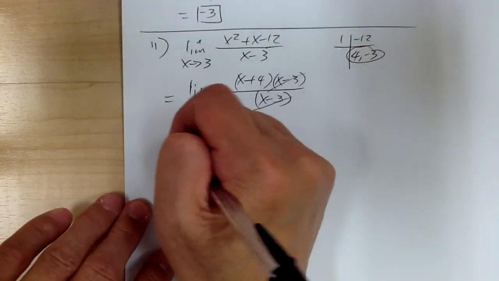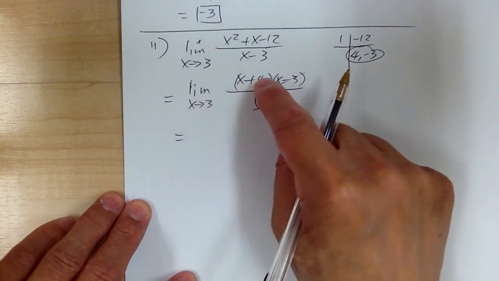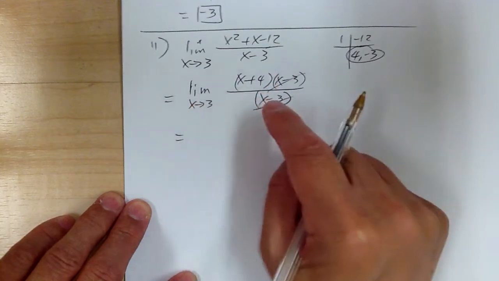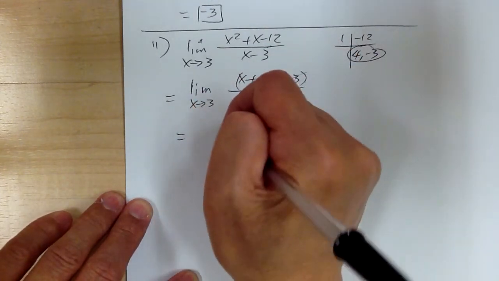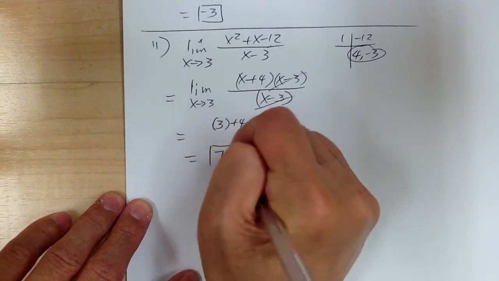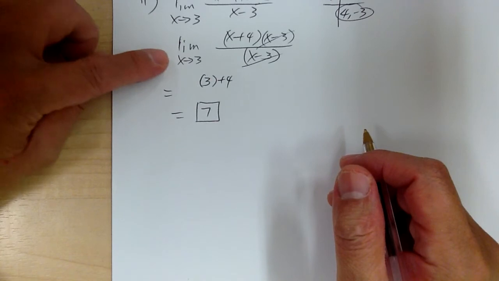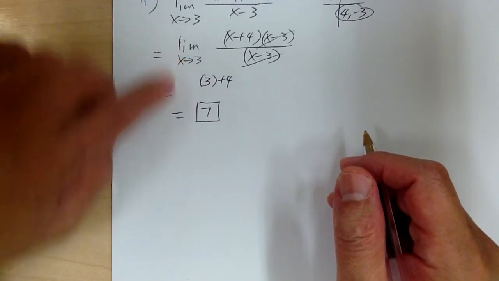Now you can substitute. Make sure you keep your limit until you substitute. As soon as you substitute, you can drop the limit. So this becomes 3 plus 4, which is equal to 7. So make sure you follow through with your limit until you substitute. As soon as you substitute, then you can drop the limit.